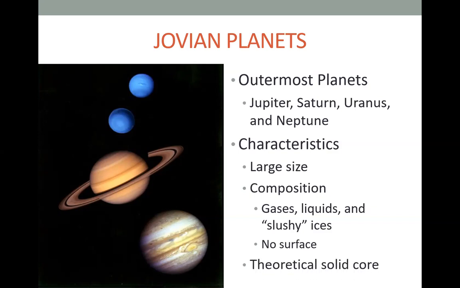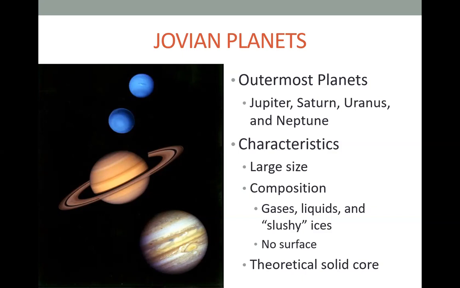Now, the other thing that is worth mentioning, though, is that even though these outer planets don't have a solid surface to land a spacecraft upon or to touch down upon, they do have a theoretical solid core at their center. And that's going to tie into this idea of the formation of our solar system a little bit later on down the road. But the key idea is that it is a theoretical idea.